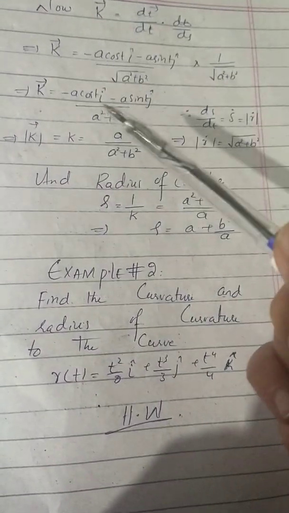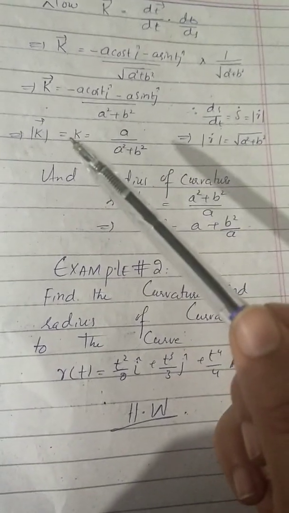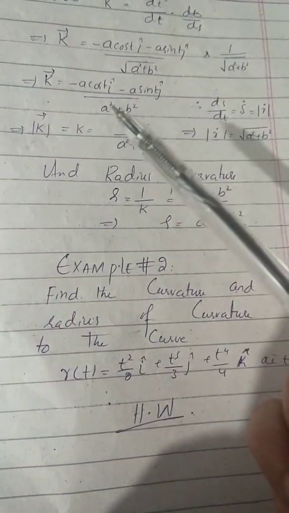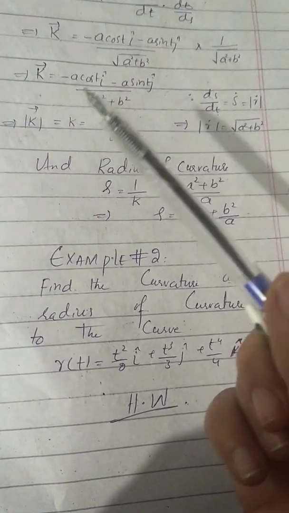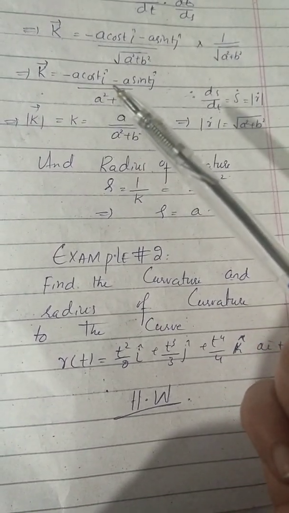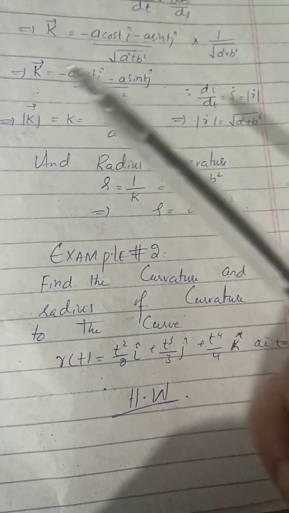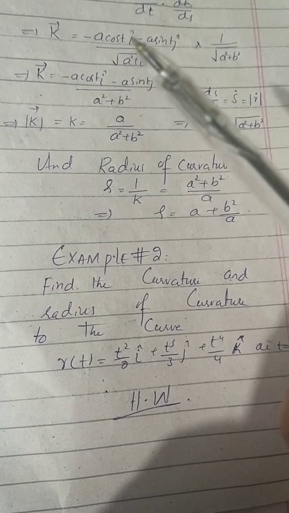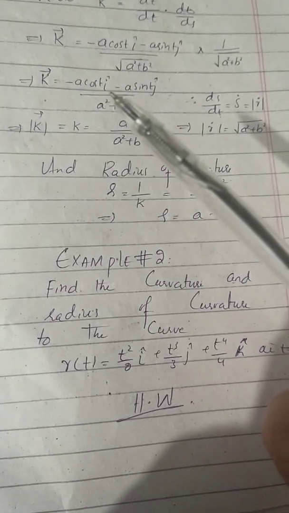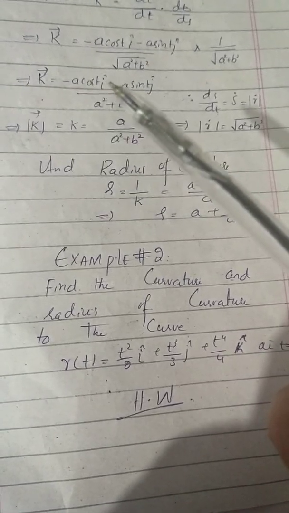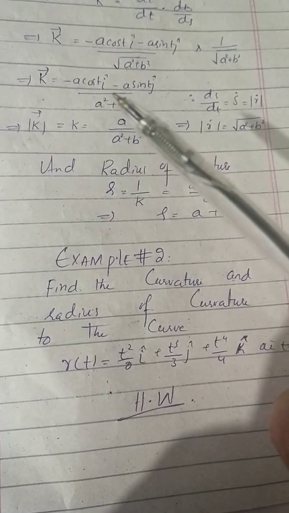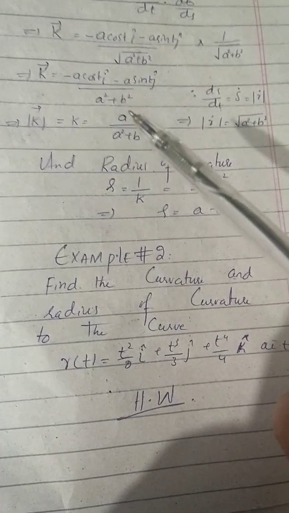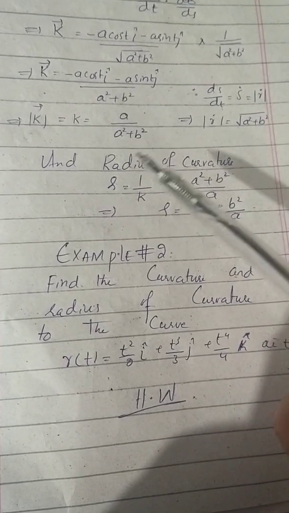So from this we get a result like this. After simplification we get a result like this, and then I take the modulus of this k for finding the modulus of the curvature. You know the modulus formula: the square root of (−a cos t) whole square plus (−a sin t) whole square. Now after that we take a squared common from this, and then we remain with a squared (cos squared t plus sin squared t), and you know cos squared t plus sin squared t equals 1. So we are left with only the square root of a squared, so the square and square root are cancelled, and we remain with only the term a. So here is the modulus of the curvature.